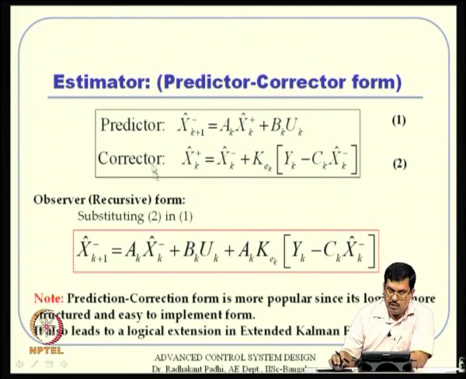There are two ways of doing this in the discrete time setup. One is the predictor-corrector form, which is very popular, for several reasons. Then there is the observer form, which you have seen in the continuous time framework. The observer form, or recursive form, can be derived easily from the predictor-corrector form. What you do here, first of all, is predict for the next time step.